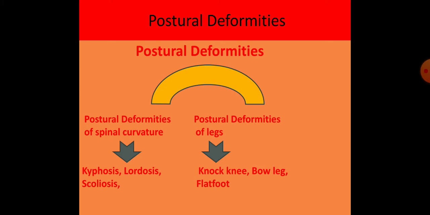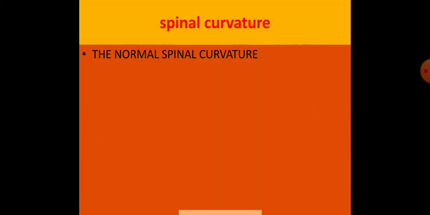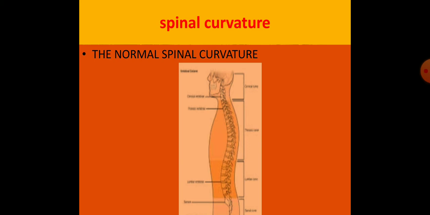One group is the postural deformities caused due to the posture of the spinal curvature. The other group is the postural deformities caused in the legs, known as postural deformities of leg: knock knee, bow leg and flat foot. We will discuss all these deformities in detail. First we must know about the spinal curvature.